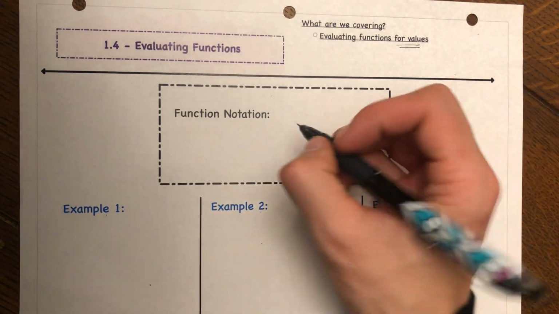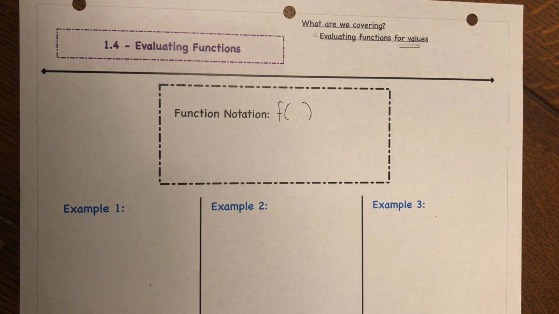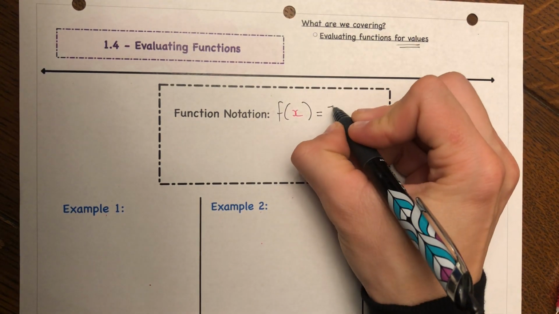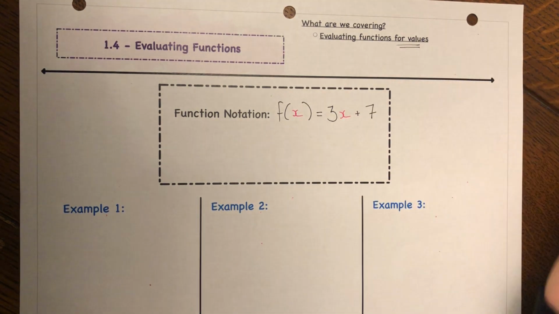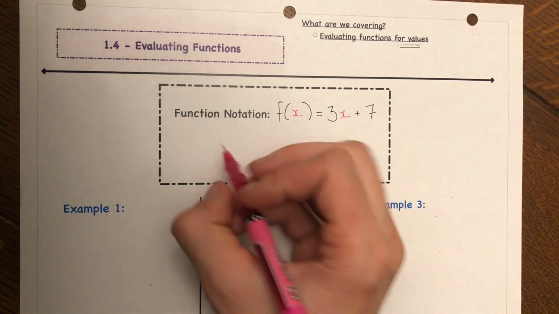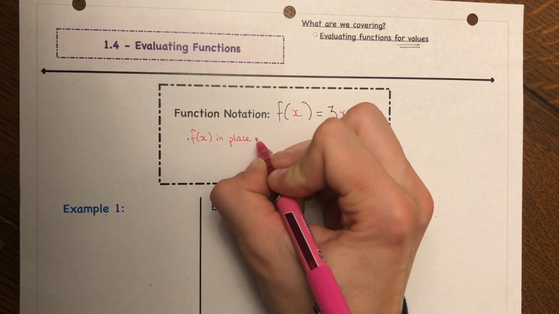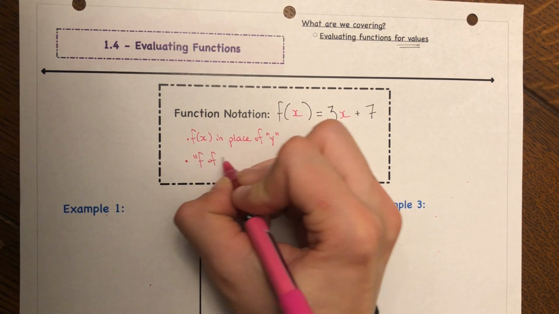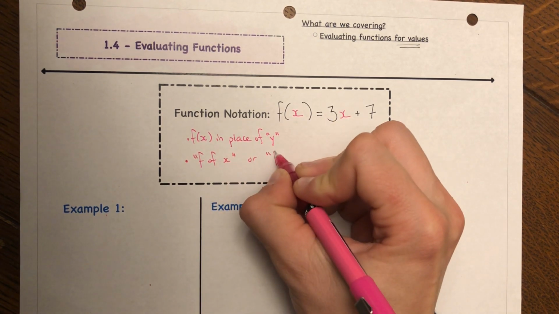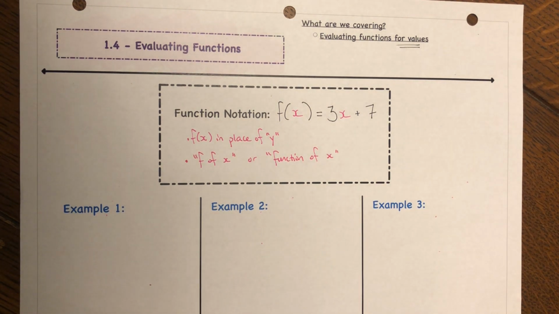So function notation we mentioned in an earlier video is when we use this notation of f of x instead of y. And so this is an example of what a function might look like. This is a linear function. And again, I'll just share that we use f of x in place of y. And we say it as f of x or a function of x. That's the language we use.